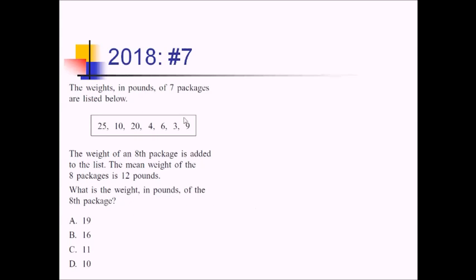For number 7, the weight in pounds of 7 packages is listed below. So we have all 7 here. And now the weight of an 8th package is added to this list. The mean weight of the 8 packages is 12 pounds. We want to know the weight in pounds of that 8th package. So in general, the mean is going to be the sum of all these packages divided by the number of packages. That's how you calculate an average.